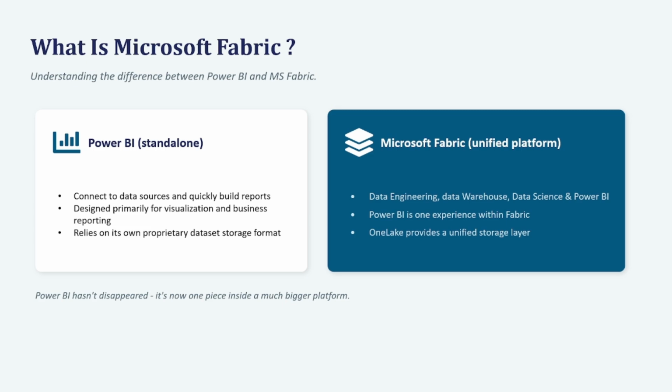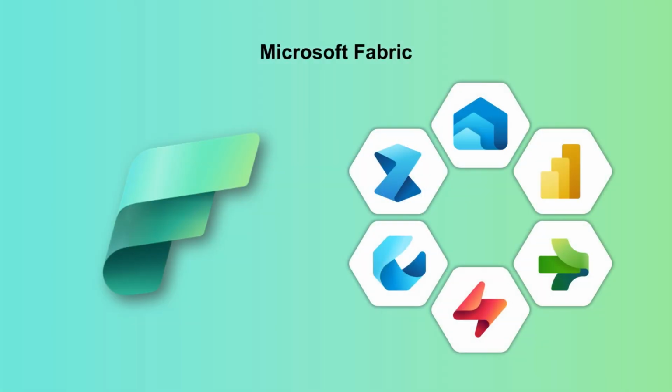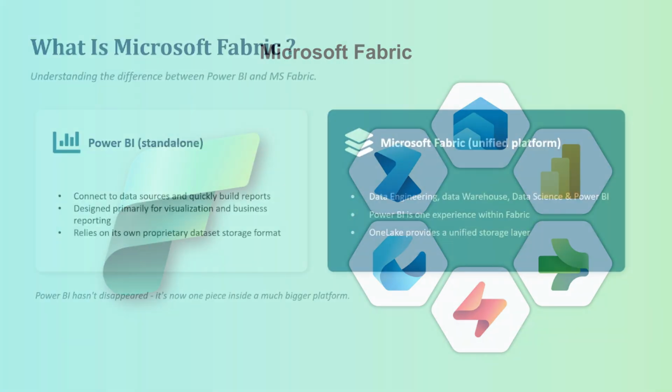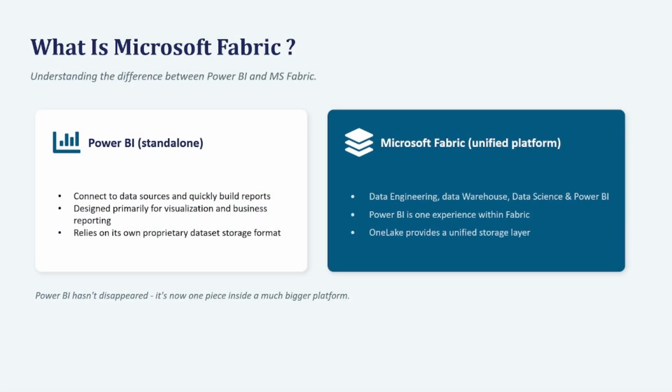Earlier, Microsoft had different services for different purposes. Like, if you wanted to build reports, you used Power BI. If you wanted to move data, you used Azure Data Factory or ADF. If you wanted data warehousing or analytics, you used Azure Synapse. And if you needed storage, you worked with Azure Data Lake. Microsoft Fabric brings all these capabilities together into one unified platform. So instead of switching between multiple services, teams can work within a single ecosystem, and that's one of the biggest ideas behind Fabric.